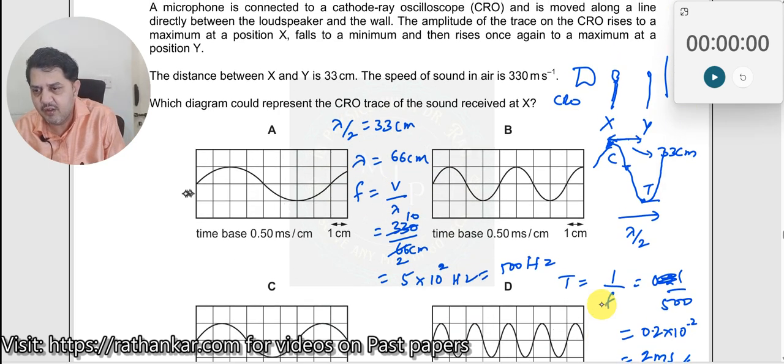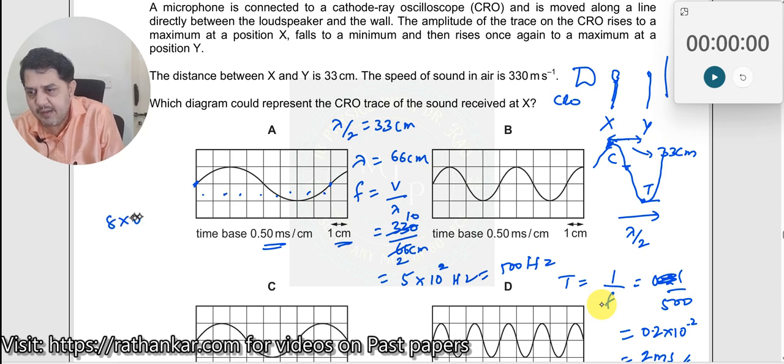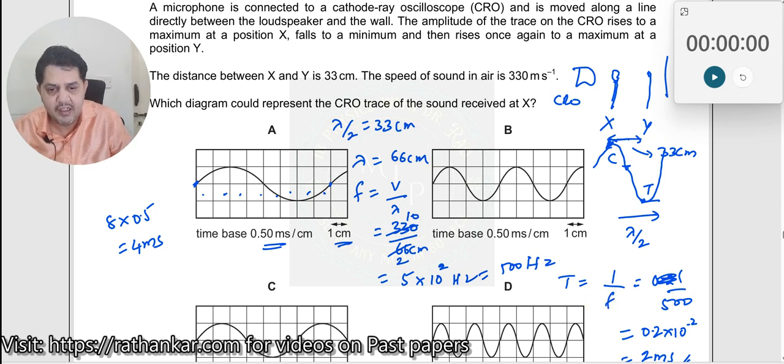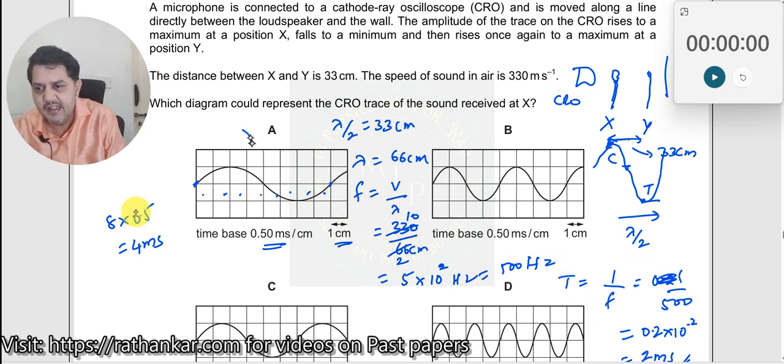Now we need to find out where do we have 2 milliseconds here. See, where is the time period in the CRO trace? Starting from here to here is one time period, right? Now it says 1 box, 1 centimeter equal to 0.5 milliseconds. So how many centimeters are here? 1, 2, 3, 4, 5, 6, 7, 8, which means there are 8 centimeters. So the scale here is 8 multiplied by 0.5, which is equal to 4 milliseconds. But what is the time period we got? 2 milliseconds. So definitely this is incorrect.